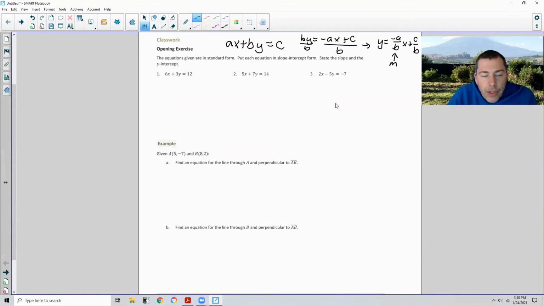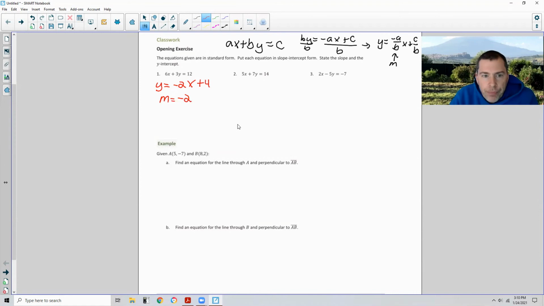Okay. So here we go. Now, if I just use this, remember, here's my A, B, and my C. If I use this shortcut, I can answer these questions without showing all this work every time. So I'm just going to write y equals, and my negative A, negative 6 over 3 is negative 2. Negative 6 divided by 3 is negative 2. X plus C over B. 12 divided by 3 is 4. And my slope is negative 2.